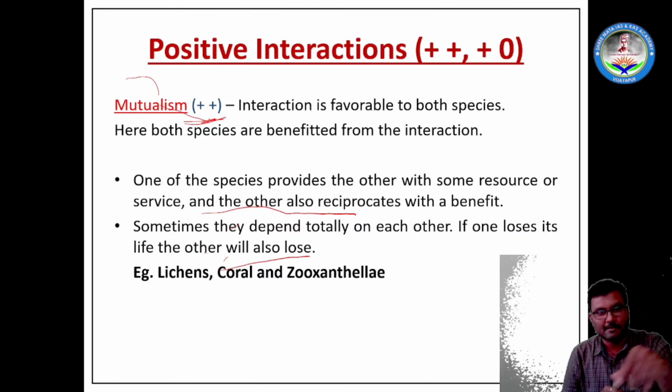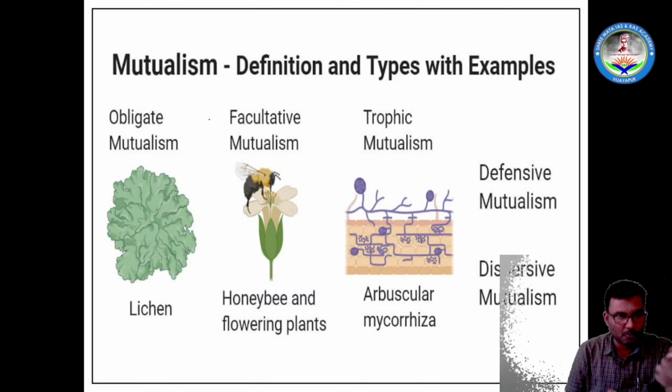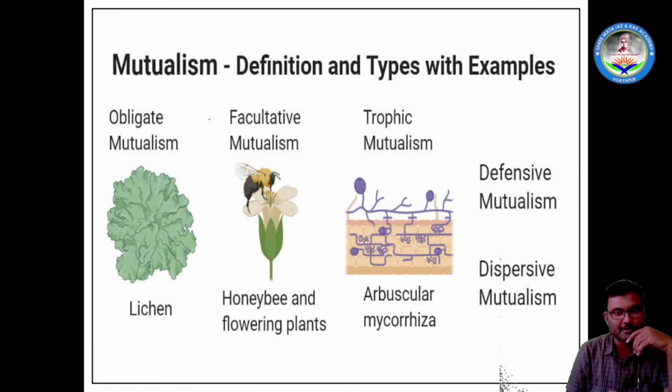Next, these are some mutualism examples. Obligate mutualism, like lichen, which I told you about, and facultative mutualism, where the honeybee gets nectar from the flower. In turn, it spreads pollen to other plants, which helps in pollination.